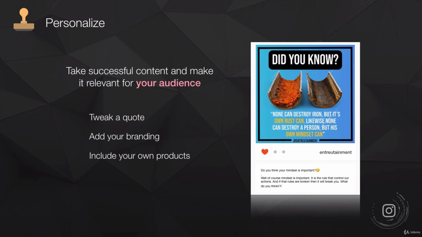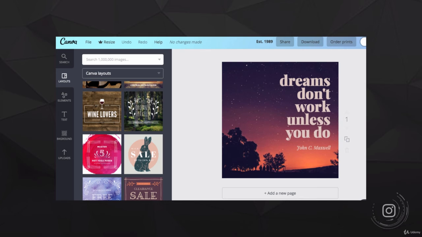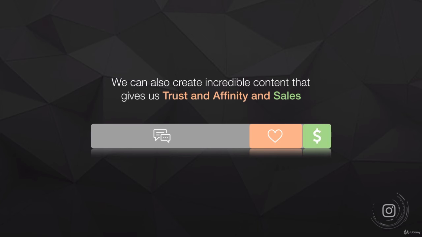They've taken something far out of the industry and made it a fun fact with a "did you know," and they got rusty iron and then non-rusty iron next to each other. This is not in their niche, but they've taken something that's successful and made it relevant and personalized it for their niche. And I'm going to show you exactly how you can do this using the incredible tool of Canva in the walkthrough at the end of this module.